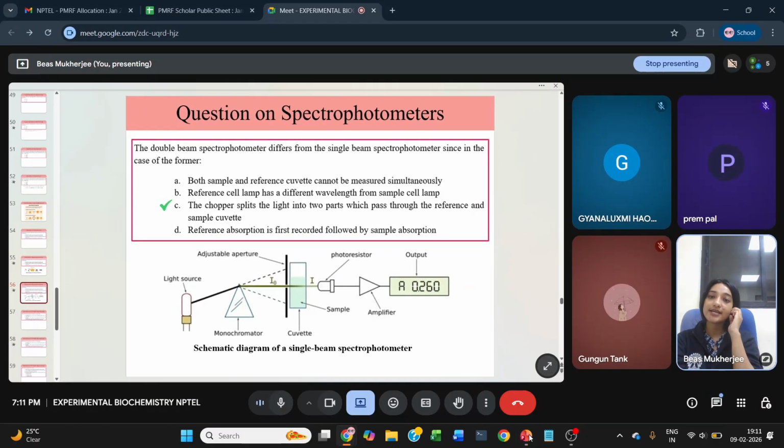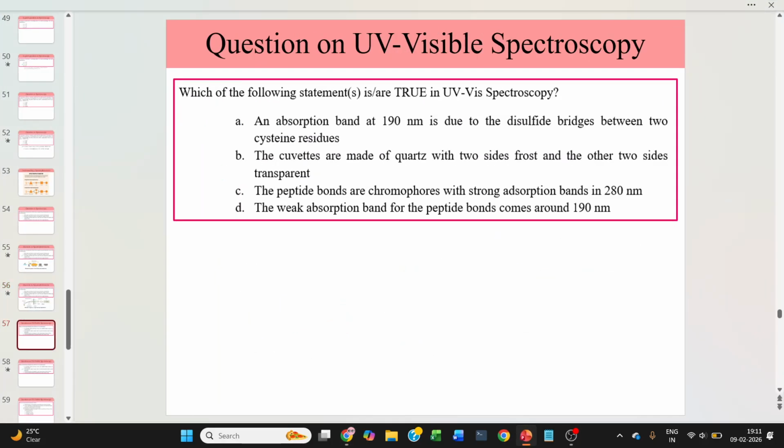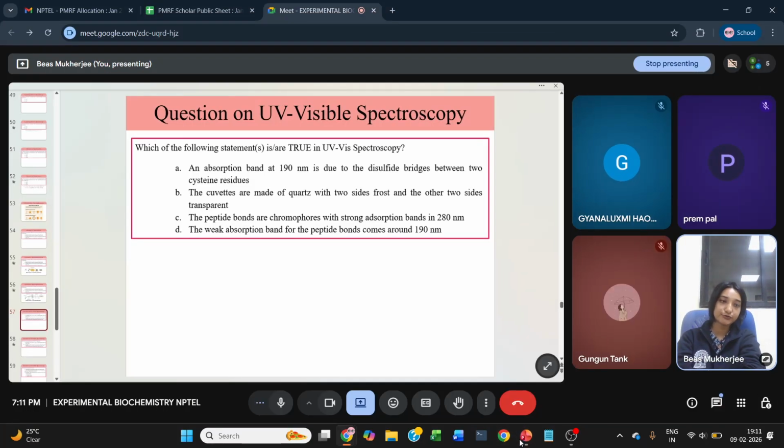If you look at this, there is this light source and then monochromator, and it is going through an adjustable aperture, and this is what is there in a single beam spectrophotometer. The entire light is going through the sample. There is no reference beam. And there is this amplifier which is amplifying this and giving you the output. So this is the difference between the single beam and double beam spectrophotometer.